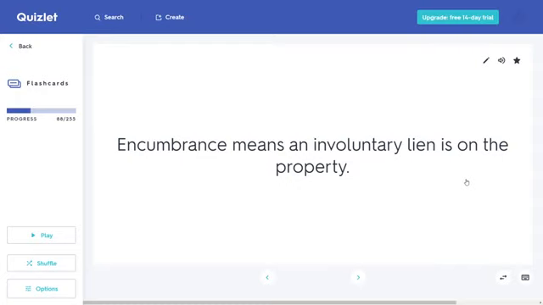If you have an encumbrance on your property, you should not be happy because this means that there's some sort of thing holding it back from you either owning it or from you possessing full ownership of it. So this is a bad thing. But again, just remember that this just means an involuntary lien is on the property.